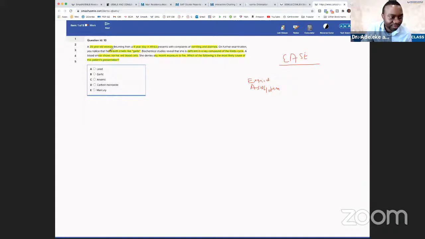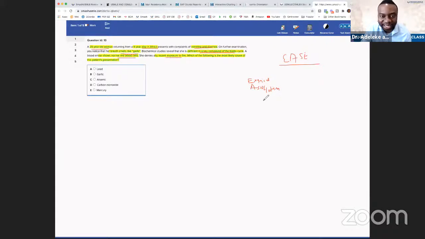Well, they gave me a 25-year-old female. They're telling me she came from Africa and she's having vomiting and diarrhea, some kind of gastroenteritis. But her breath smells like garlic. And it looks like, when they did a biochemical study, she's deficient in a key compound in the Krebs cycle, but she has normal red blood cells and she has no exposure to fire.